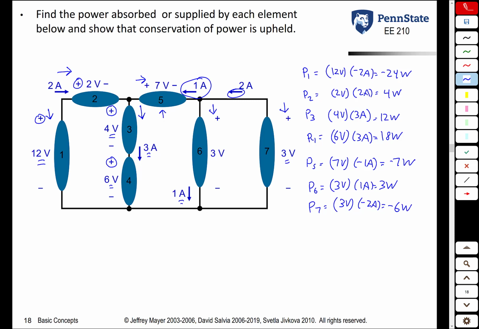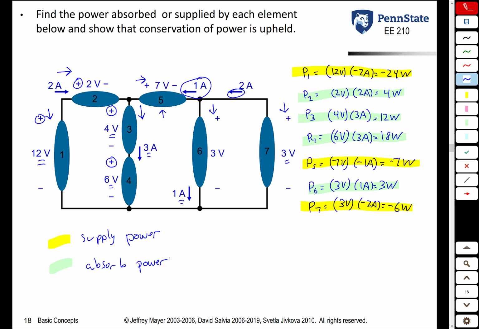So if we look at this, P1, P5, and P7 all supply power. P2, P3, P4, and P6 all absorb power. So elements 1, 5, and 7 provide power to the charges flowing through the circuit. The charges flowing through the circuit then give power to elements 2, 3, 4, and 6.